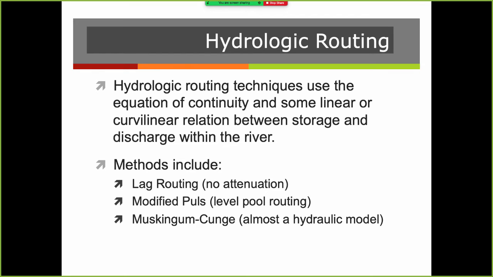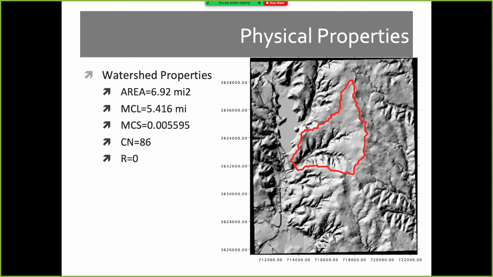Okay, so that was the introduction into routing. And now I want to segue into an example. This is the Ash Creek watershed in Dallas.